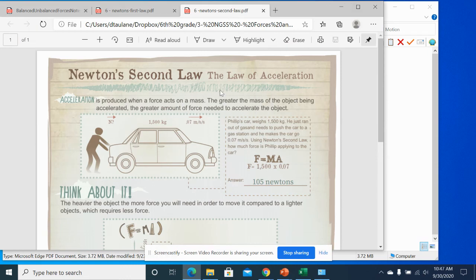All right, once you have this, you are then going to go to the next document, Newton's second law, the law of acceleration. You're going to open that with Cami, and you are going to complete the worksheet. Please have the worksheet done by the time it's time for us to meet, because then we will go over the worksheet and Newton's second law.